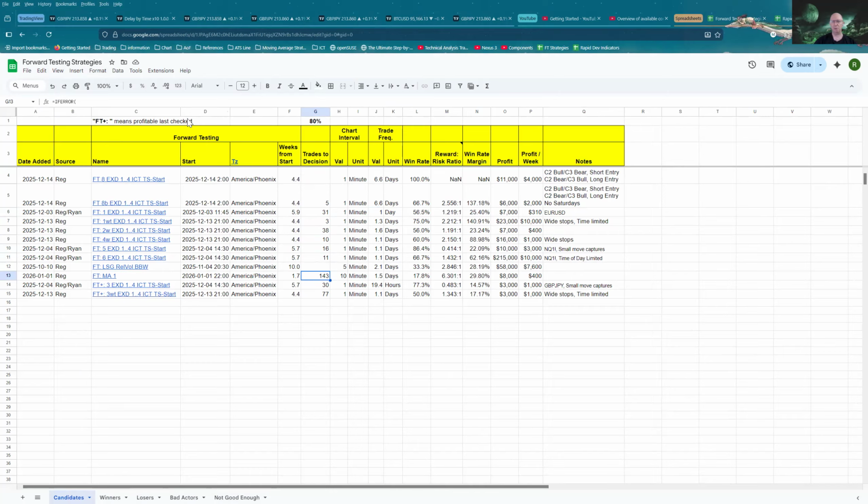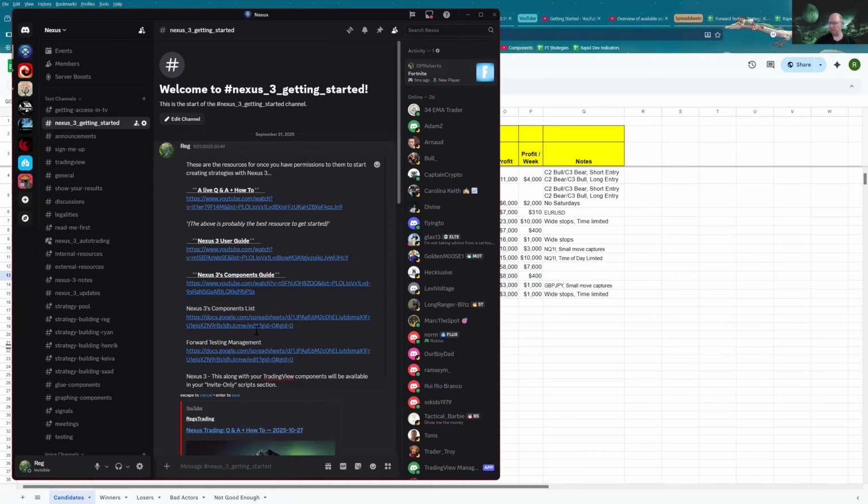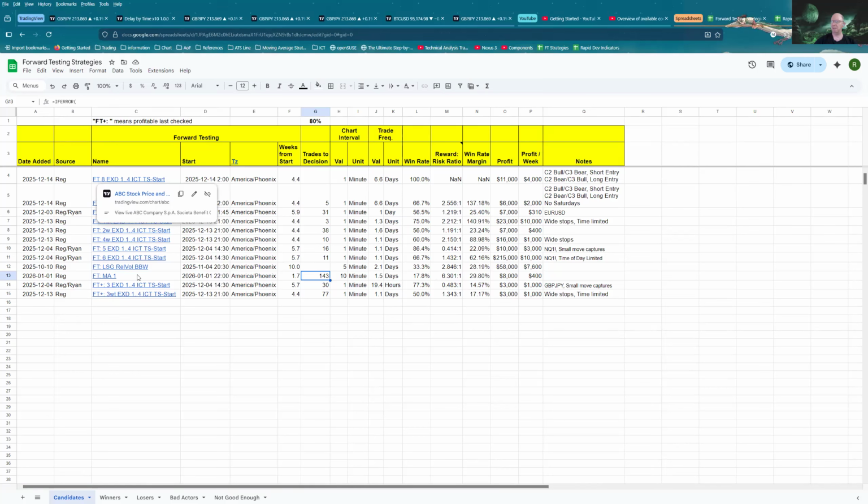So if we go back to Discord, where'd my Discord go? Hang on, it's disappeared on me. Okay, just click on it again, there you go. So in here, forward testing management, that's here. It's read only, but you can make a copy of it and then you have your own copy. And these links here, I dummied them up, so I sanitized it, but otherwise all this other information is real on all of these. So just the links are different because that's private information from people.